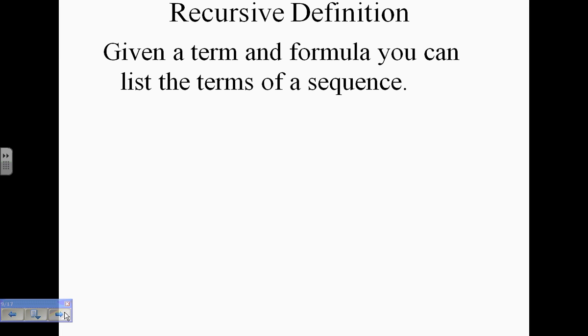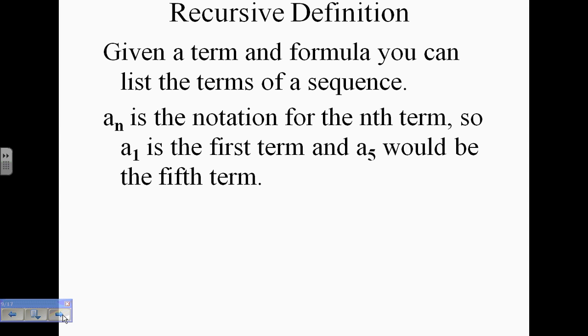Recursive definition. That is the one that has the n plus 1 in it. Given a term and a formula, you can list the terms of a sequence. This one's kind of cool because it's kind of like dominoes. You have to know the one before it to get the next one. Here we are talking about our a sub n notation. A sub n is the nth term. A sub 1 is the first term. A sub 5 is the 5th term, so on and so forth.